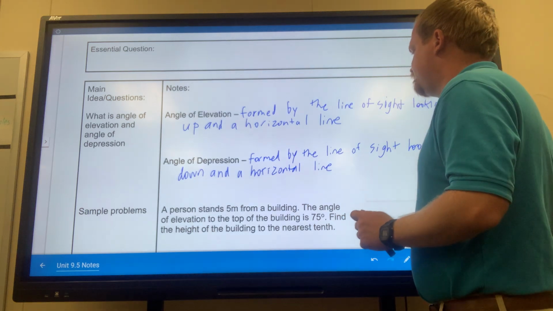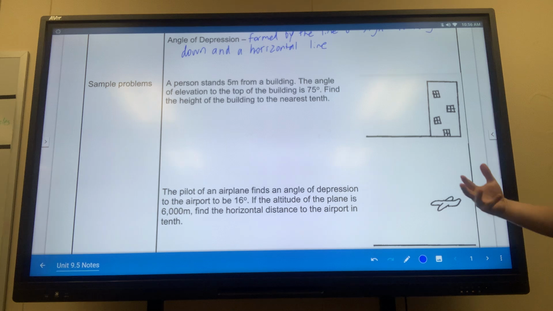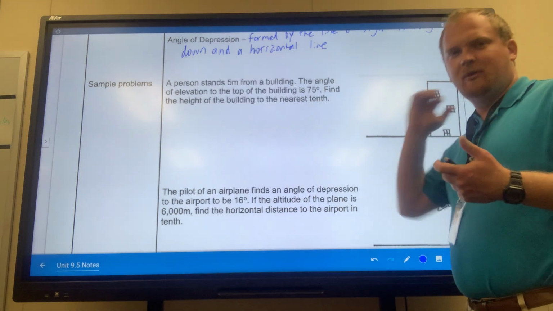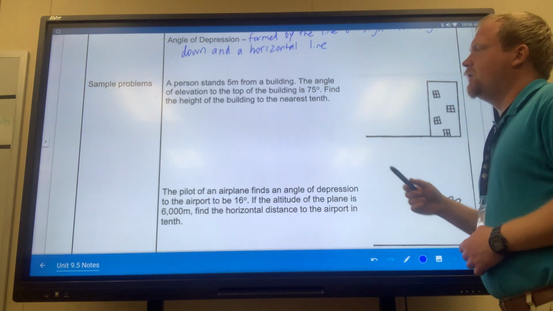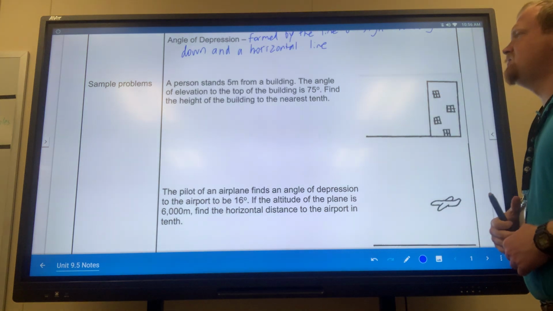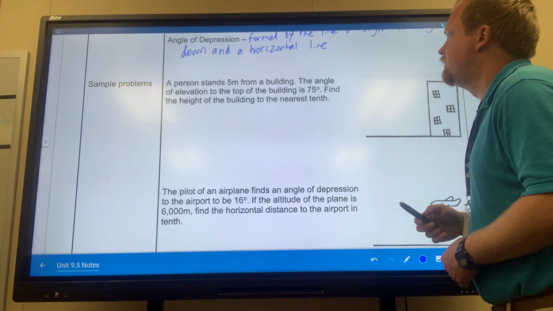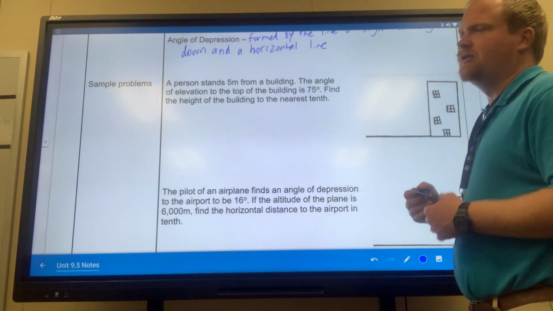So it's just that angle. Now, a lot of this is basically word problems. Okay? It's just basically word problems. So, a person stands 5 meters from a building. The angle of elevation to the top of the building is 75 degrees. Find the height of the building to the nearest tenth.